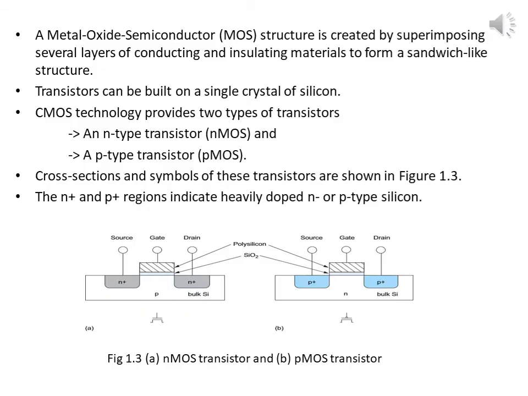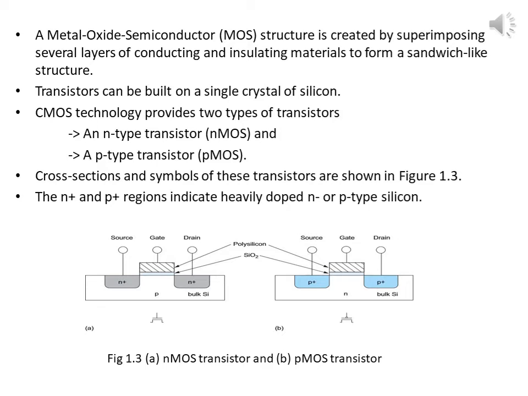A metal oxide semiconductor structure is created by superimposing several layers of conducting and insulating materials to form a sandwich-like structure. The transistor can be built on a single crystal of silicon, which is available as a thin flat circular wafer of 15 to 30 centimeters in diameter.